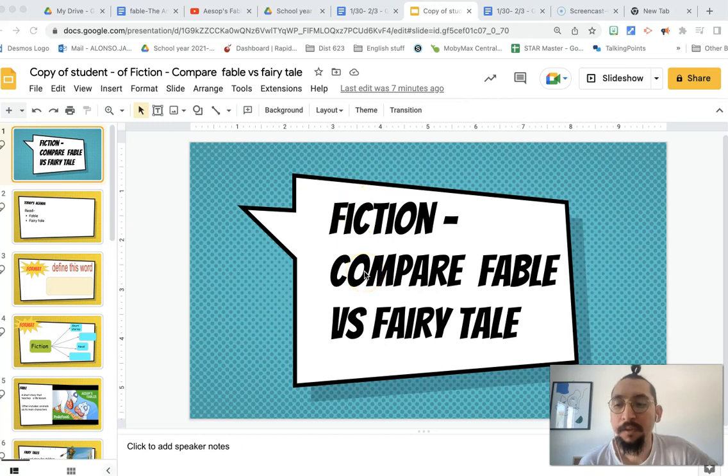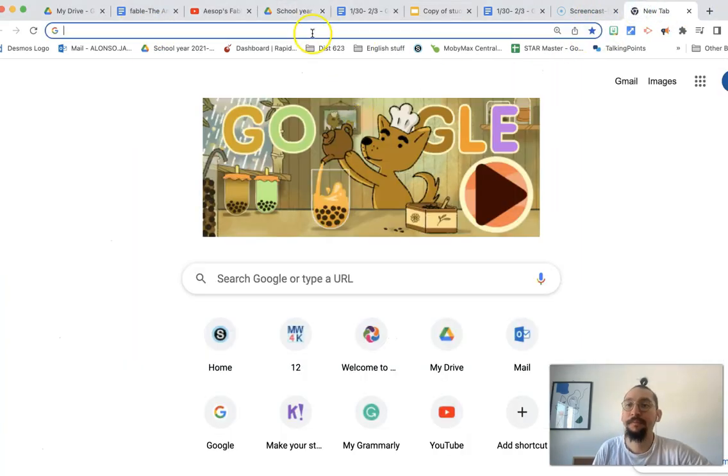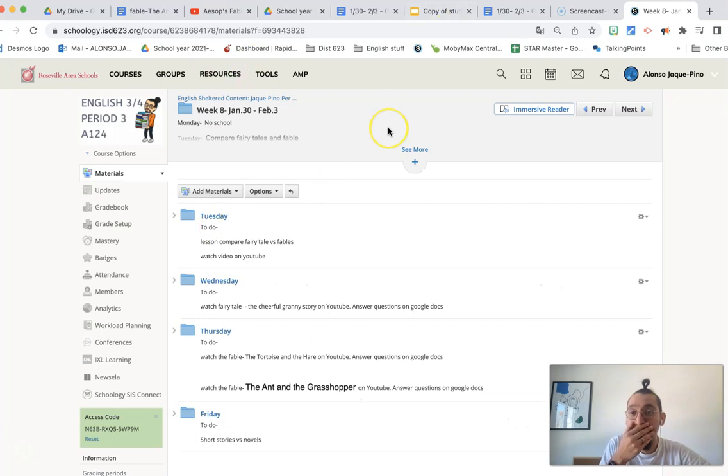So this is the Tuesday assignment. We are going to compare fables and fairy tales. That is what we are going to do. How to get there? Well, you go to Schoology. So this is the assignment. This is the hour. So for Tuesday, we're going to compare fairy tales and fables.